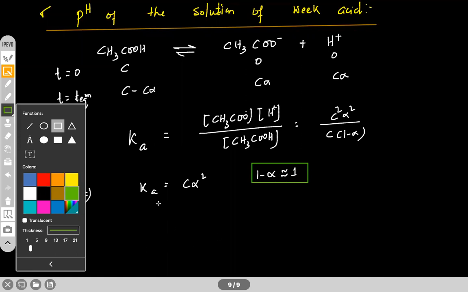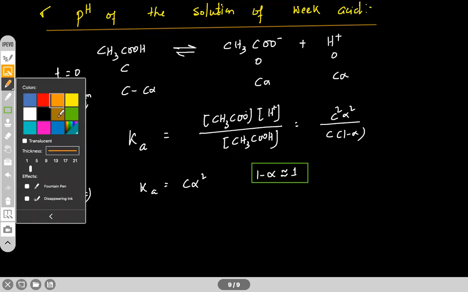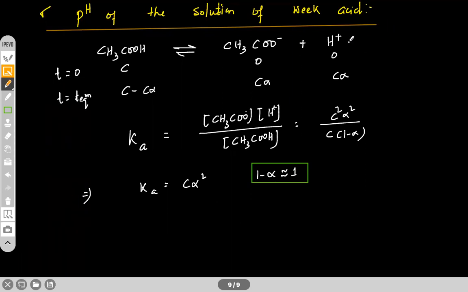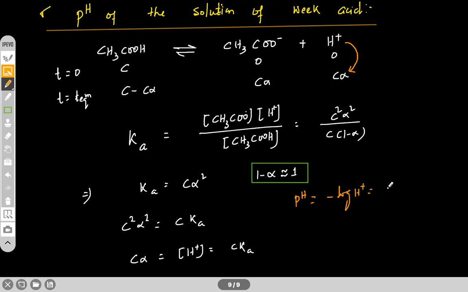So from here you see, we need to find out pH, right? So for pH, we require H plus concentration. H plus concentration is C into alpha. This is what you need to find out, C alpha. So we have C alpha square equals Ka. So what is C square alpha square? It is C times Ka. So C alpha, which is the concentration of H plus, equals C times Ka. Concentration of H plus is this. What is pH? Minus log of H plus, minus log of C into Ka.